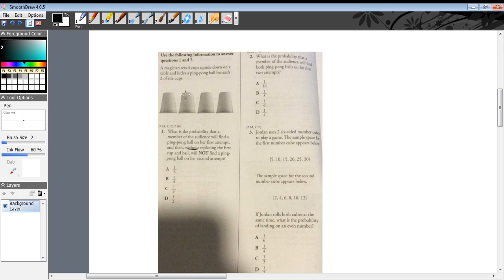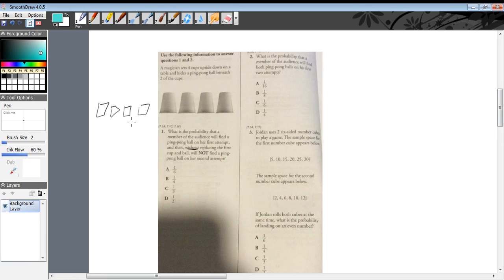Alright guys, so I'm going to go through this fairly fast, but here are the advanced problems. What is the probability that a member of the audience will find a ping pong ball on their first attempt, given that there's 4 cups and there's a ping pong ball under 2 of the 4 cups, so there's 2 ping pong balls. And then what's the probability of drawing 1, and then without replacement, then finding a ping pong ball on your second attempt.